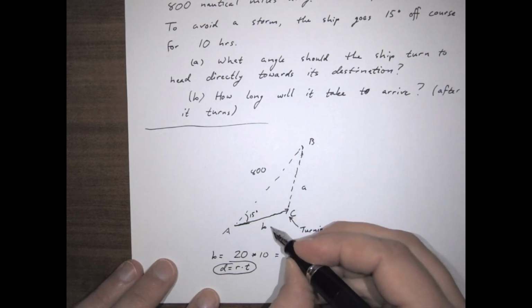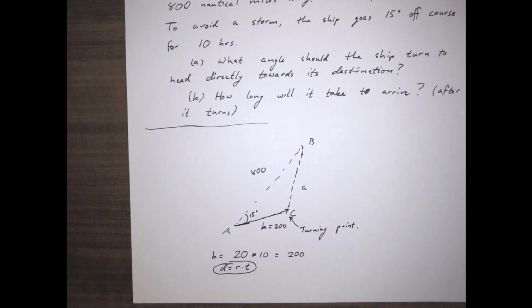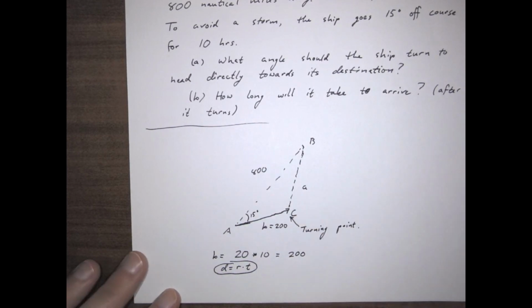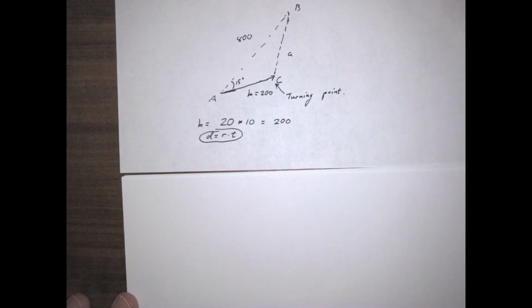So B equals 200. All right, now the question is what angle we should turn in order to get back on course. And so what we're going to need to do is find out the things that we need in order to apply one of our tools.